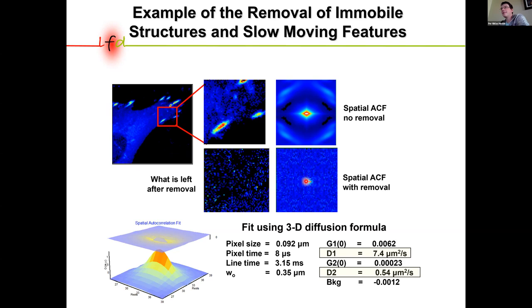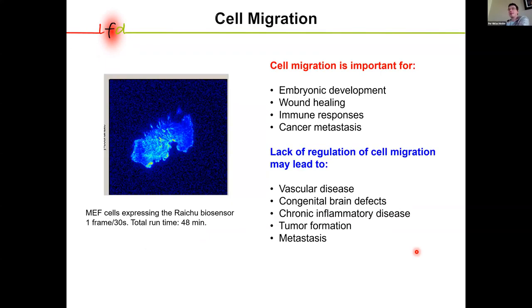And what we were left with was only the autocorrelation functions of the molecules that are moving around those focal adhesions. And then fitting this using the diffusion equation and entering the parameters, pixel size, pixel time, line time, and size of point spread function that were used in this acquisition, we get that in this region, there were 2 components for diffusion, one component diffusing at 7 micrometers squared per second, and another slower component at 0.5 micrometers squared per second. So let's look at a few examples to further illustrate the raster image correlation spectroscopy.